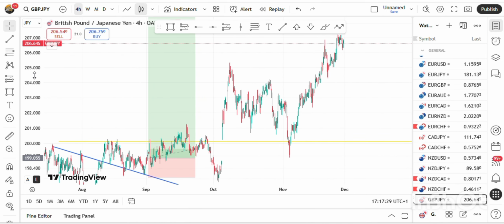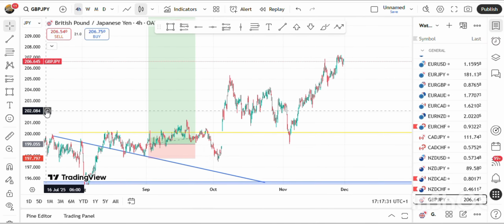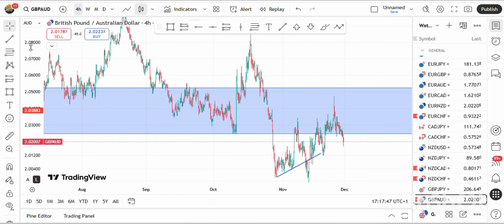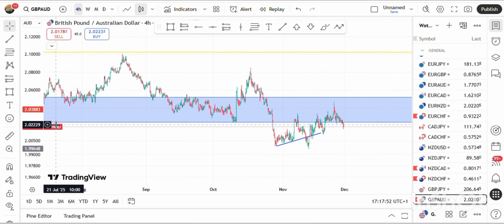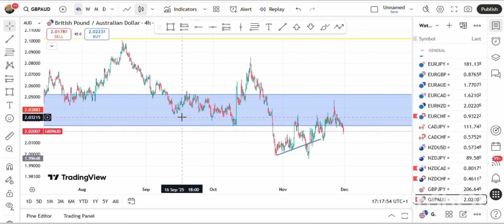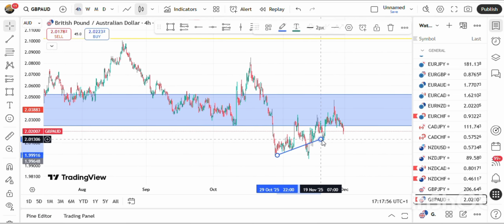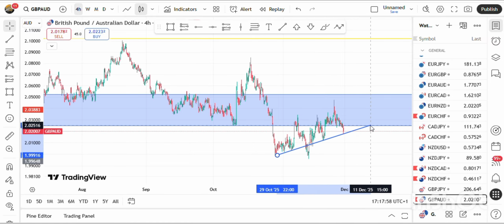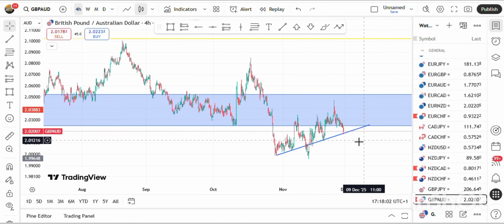GBP JPY is still playing out nicely. GBP AUD. So we're just gonna wait for it to give us a good trade right here. We'll extend this to here. And let's see a break of this and we're in.